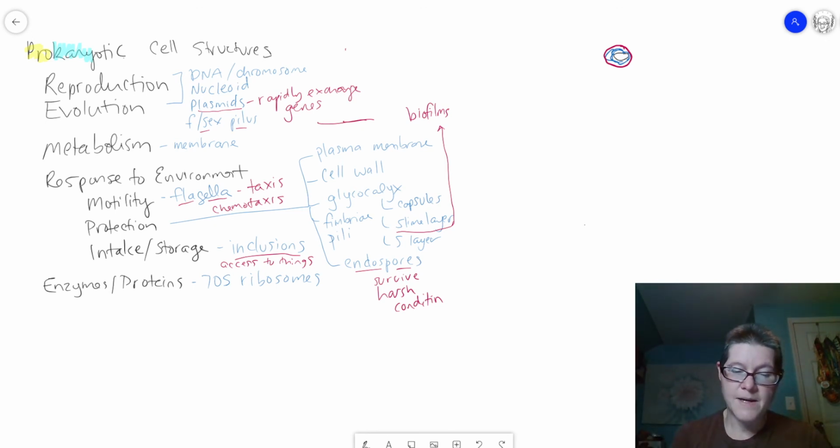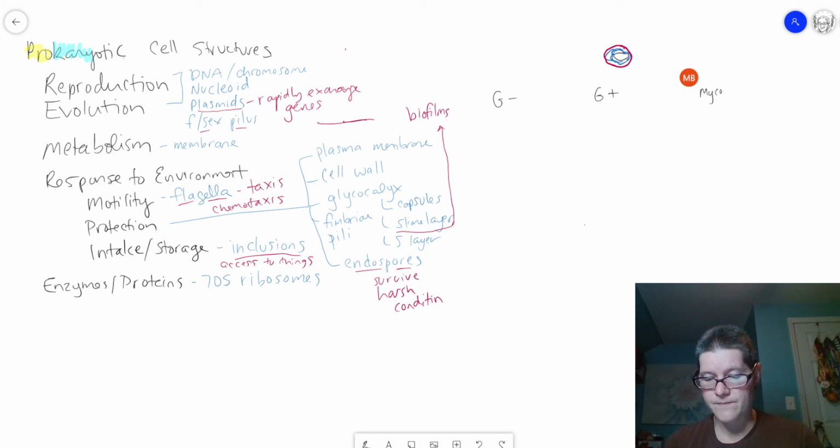All right, but let's go back to the different types of cell walls. Three major types of cell walls to worry about. There are gram-negative ones, gram-positive ones, and although this is not the only extraneous type, I'm also going to add mycobacteria.